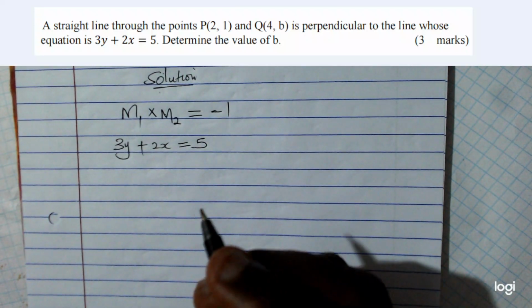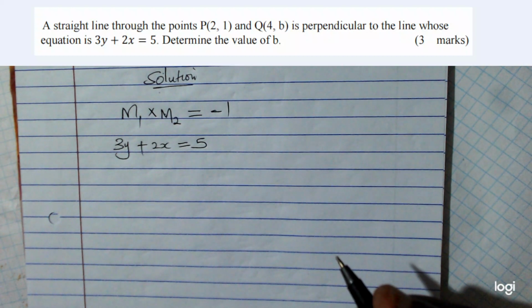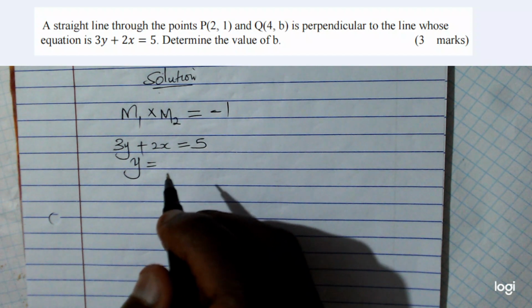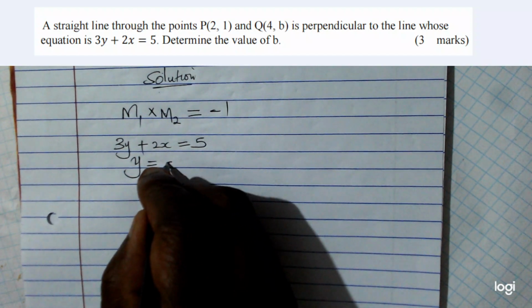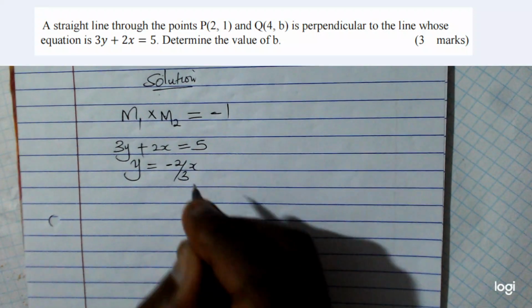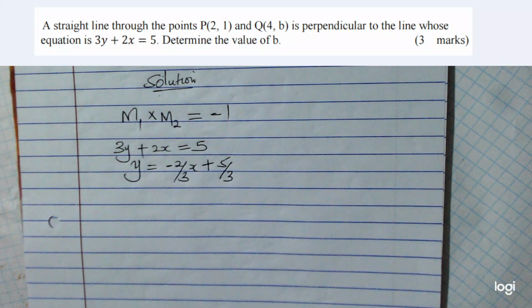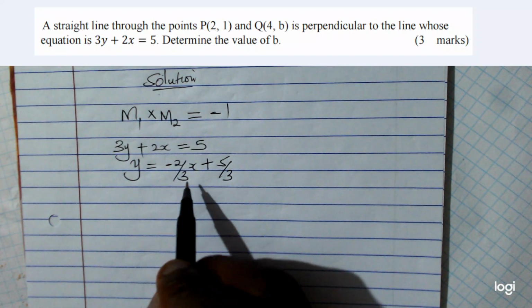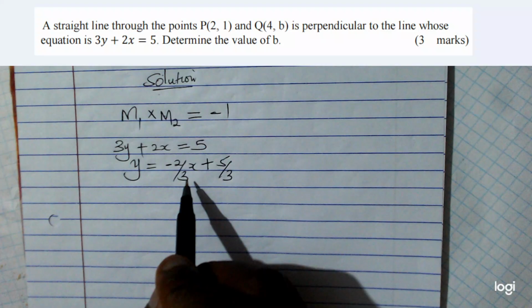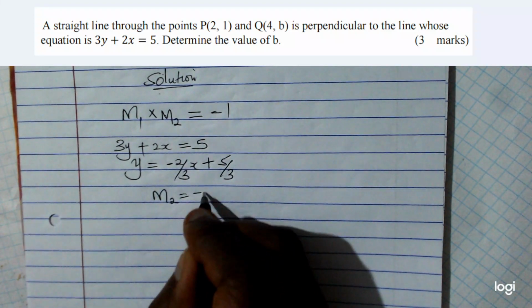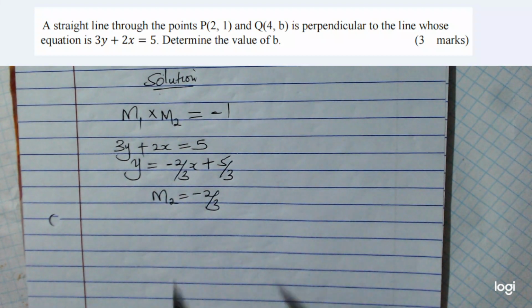So we reorganize it in the form y = mx + c in order to get the gradient easily. So if you reorganize it, making y the subject, it will be y = -2/3 x + 5/3. So that is the equation of that line in the form y = mx + c. So we said we let the gradient of this line be denoted by m2. So m2 is -2/3. That's the coefficient of x.